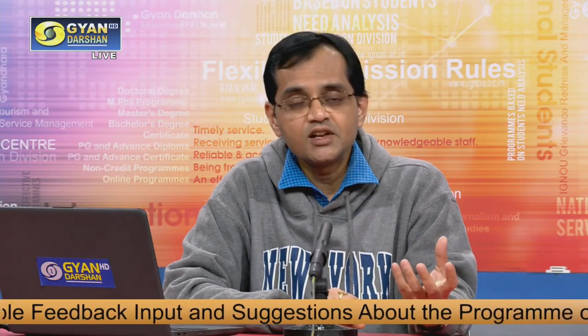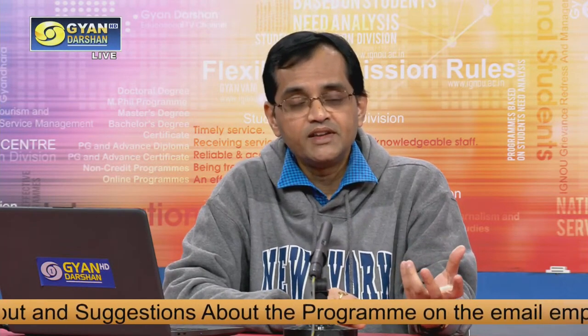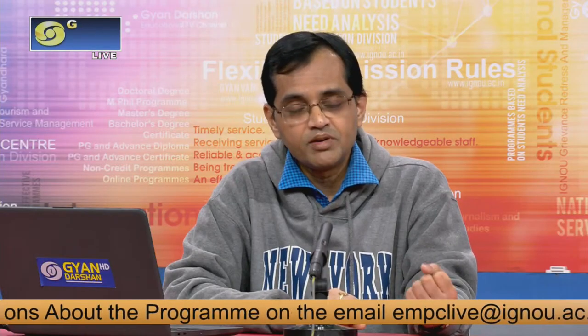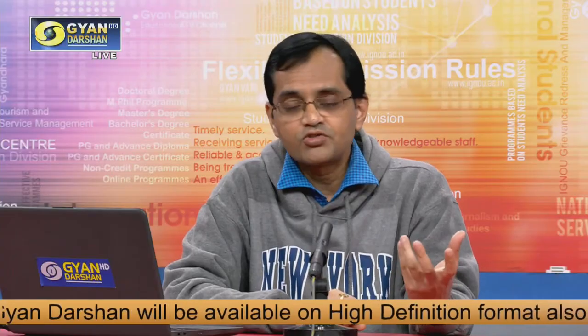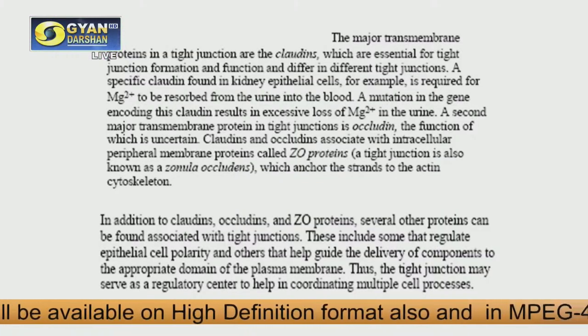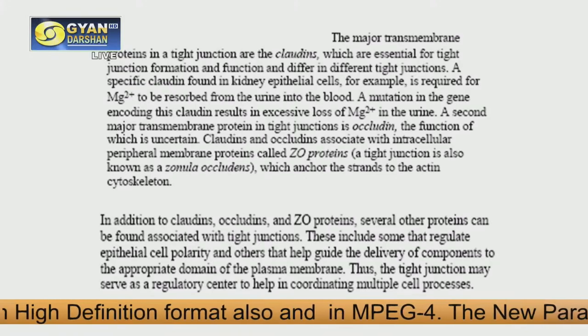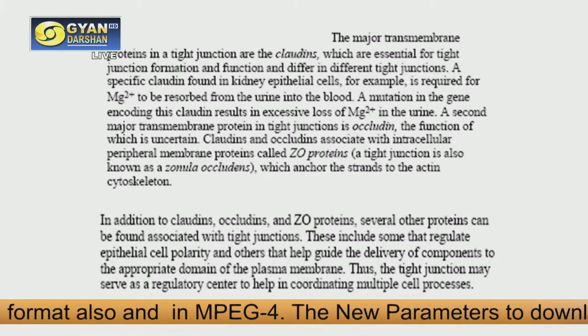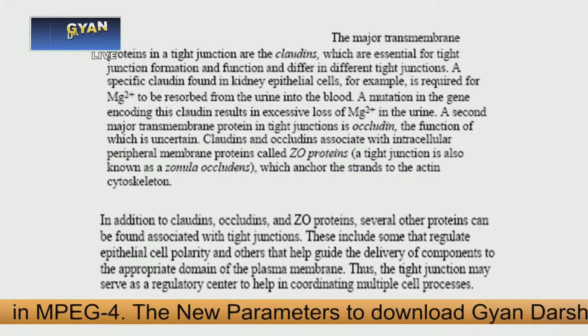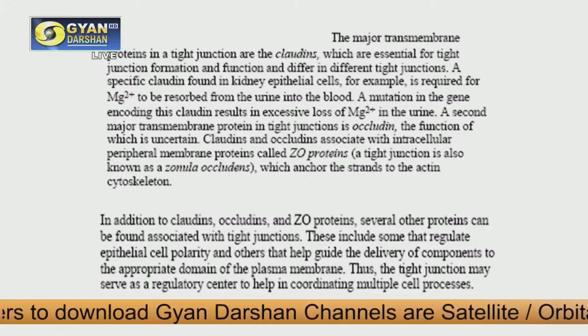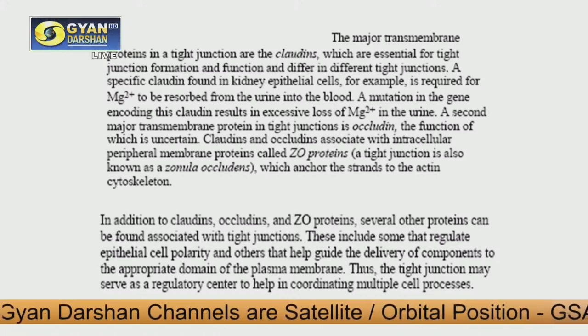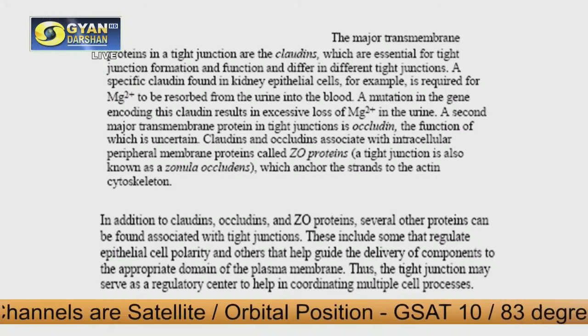That is, essential ions like magnesium are reabsorbed before the wastewater in the form of urine is eliminated. So this is called tubular reabsorption. This kind of claudin protein also helps in tubular reabsorption. That is, the magnesium ion is reabsorbed from the urine into the blood before the urine is eliminated. So this is a very, very vital function of claudin.